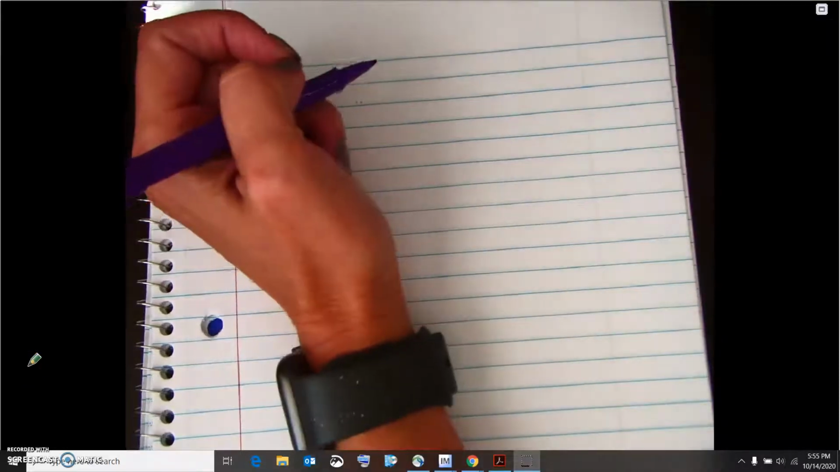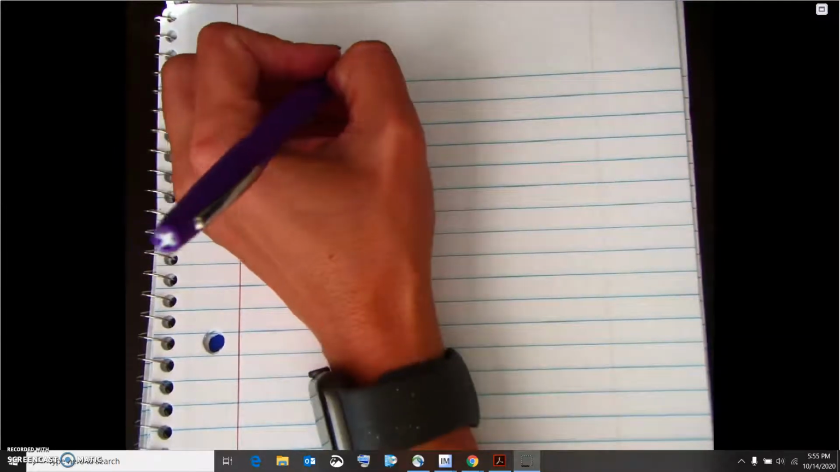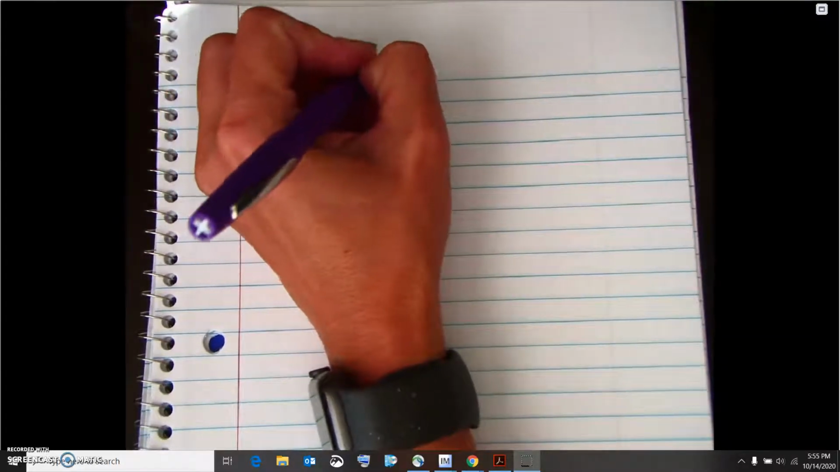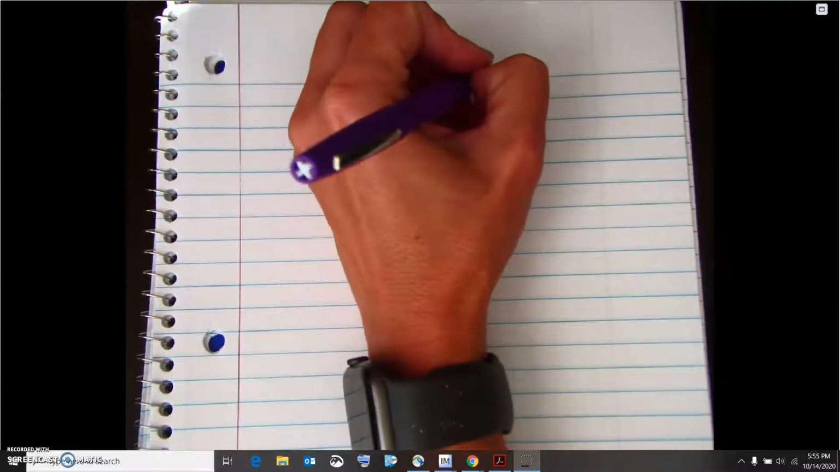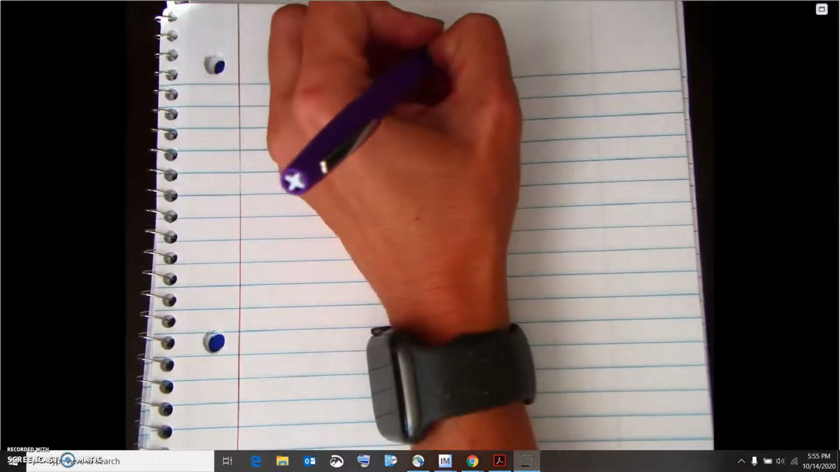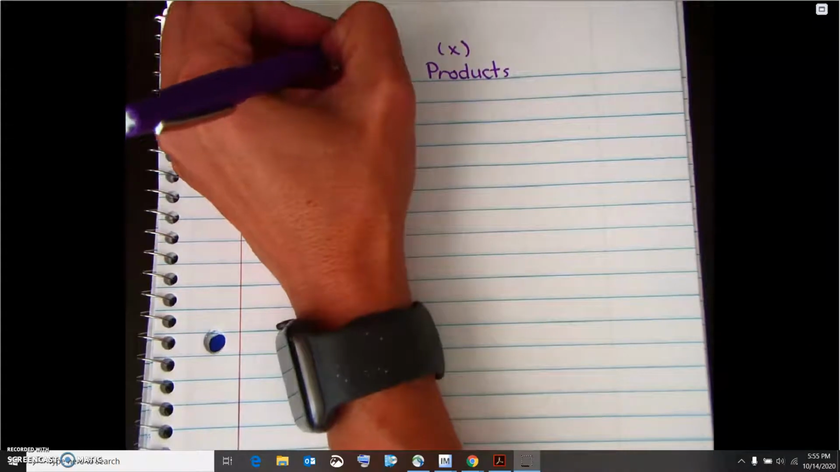All right, so today we're going to learn another way to do our multiplication, and this one is called partial products. And remember, products means multiply, and partial means we're doing it in parts.